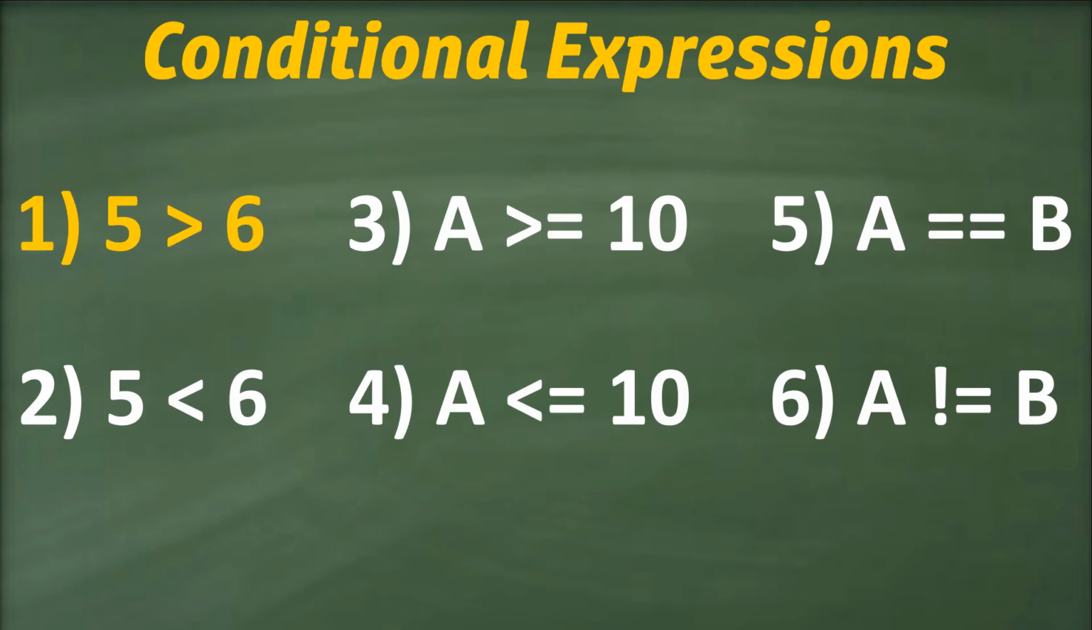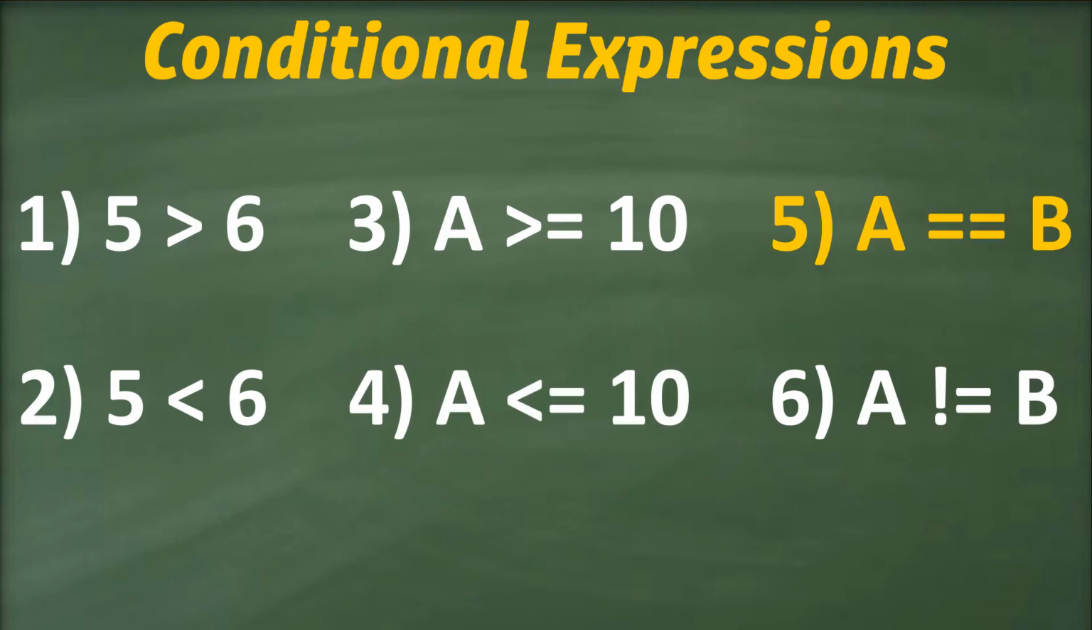The first condition checks whether 5 is greater than 6, which is false because 5 is not greater than 6. The second condition checks whether 5 is less than 6, which is true because 5 is indeed less than 6. The third condition uses a variable a and checks whether its value is greater than or equal to 10. If the variable value is 10 or higher, this condition evaluates as true, otherwise it's false. Similarly, the fourth condition also uses a variable a and checks whether its value is less than or equal to 10. If the variable value is 10 or lower, this condition evaluates as true, otherwise it's false.